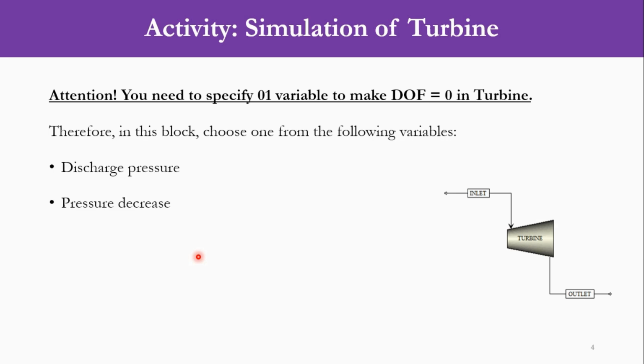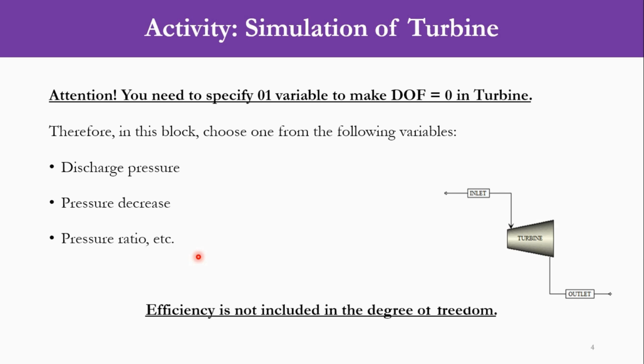It could be discharge pressure, pressure decrease, or pressure ratio, but please note that efficiency is not included in the degree of freedom. It is a default part in Aspen Plus. By default, 72% efficiency is defined. If your efficiency is different, like in our case, where we have to specify 75%, then it becomes one of the variables. But for degree of freedom calculations, we will always rely on the pressure ratio, pressure decrease, or discharge pressure. Once we go to Aspen Plus, we will see some other parameters as well.